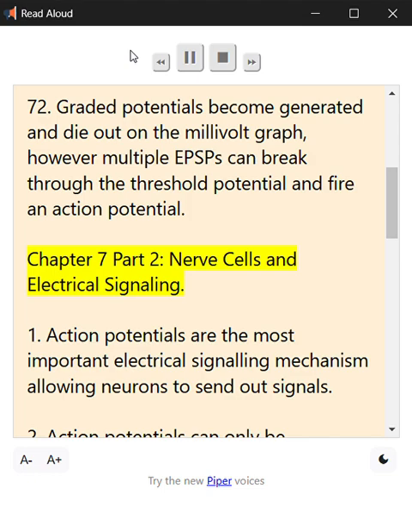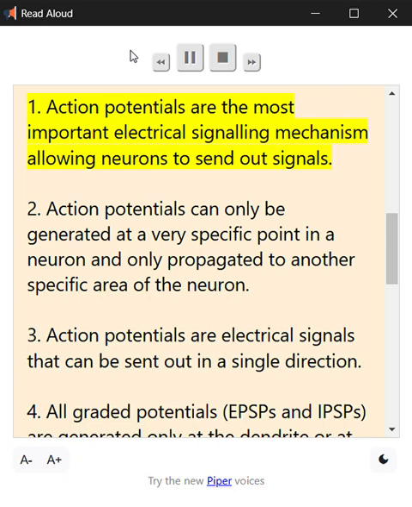Chapter 7 Part 2, Nerve Cells and Electrical Signaling. 1. Action potentials are the most important electrical signaling mechanism, allowing neurons to send out signals. 2. Action potentials can only be generated at a very specific point in a neuron and only propagated to another specific area of the neuron. 3. Action potentials are electrical signals that can be sent out in a single direction.